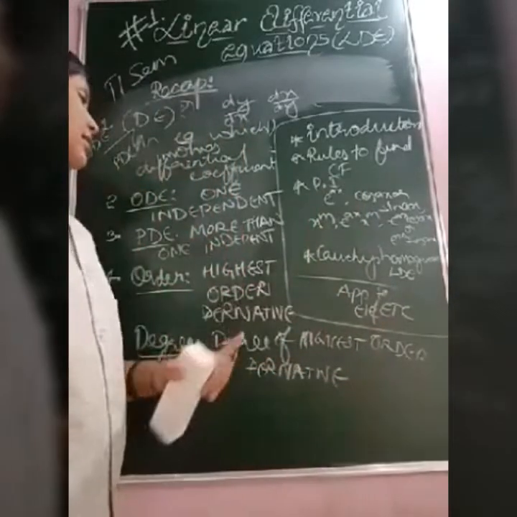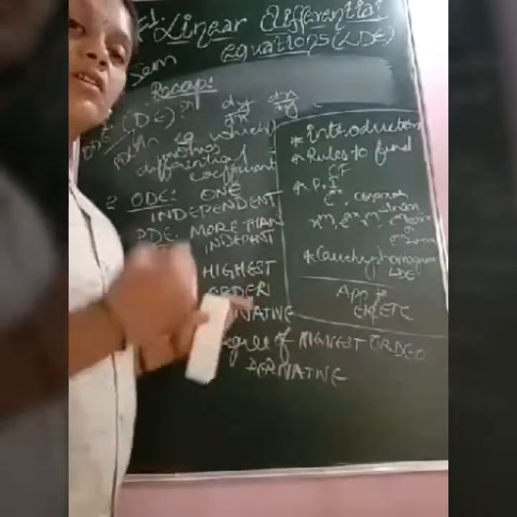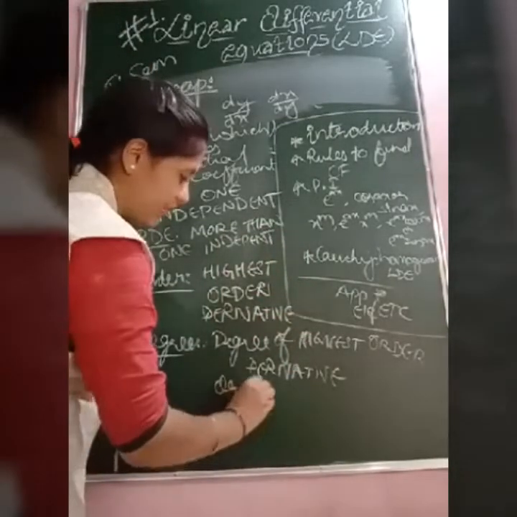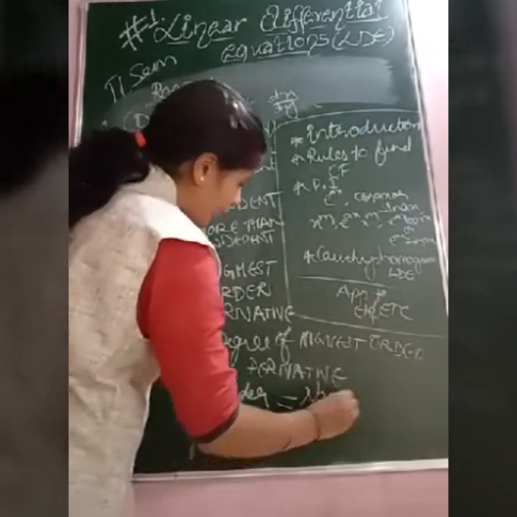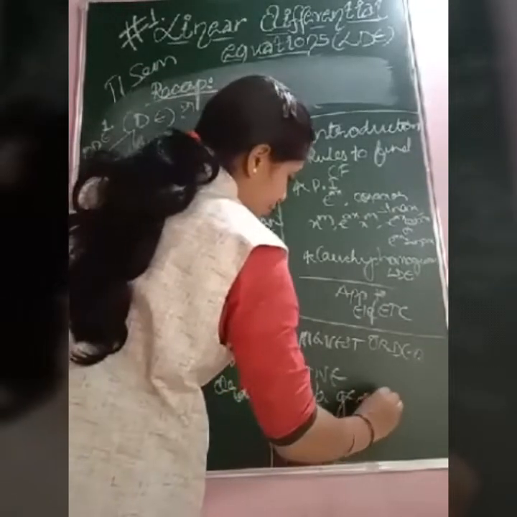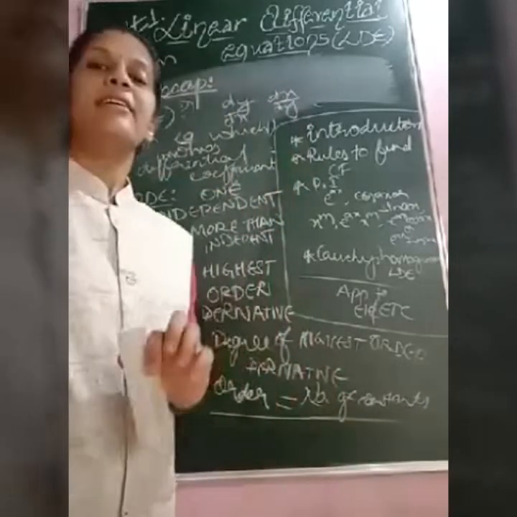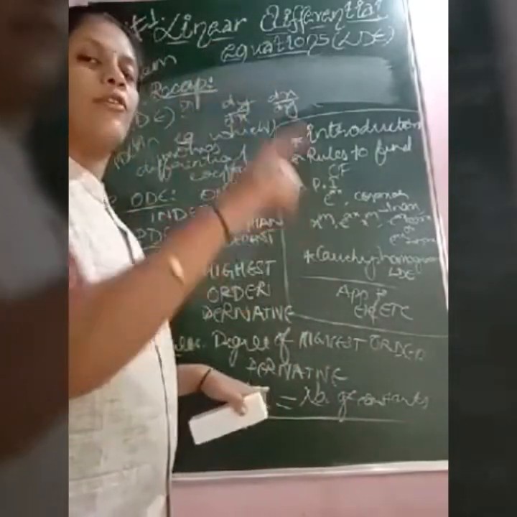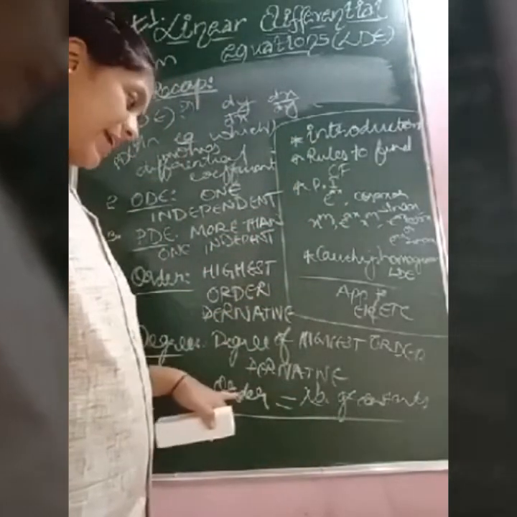All this we have already learned. Also we know that the order of the differential equation is equal to the number of constants occurring in it. Whatever the order, that many constants will be contained in the solution.